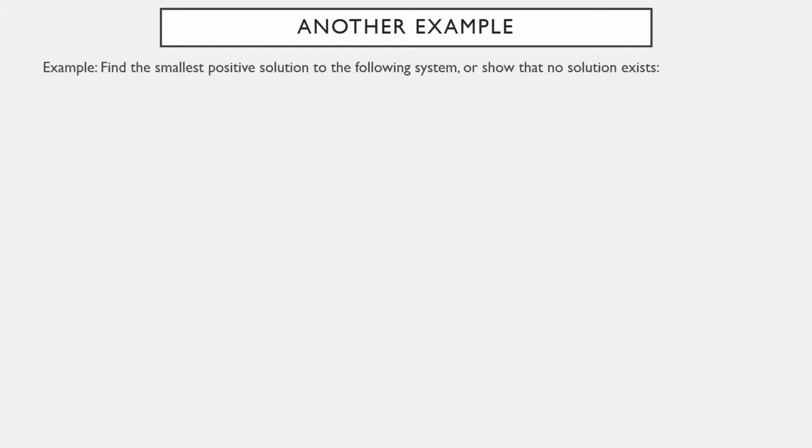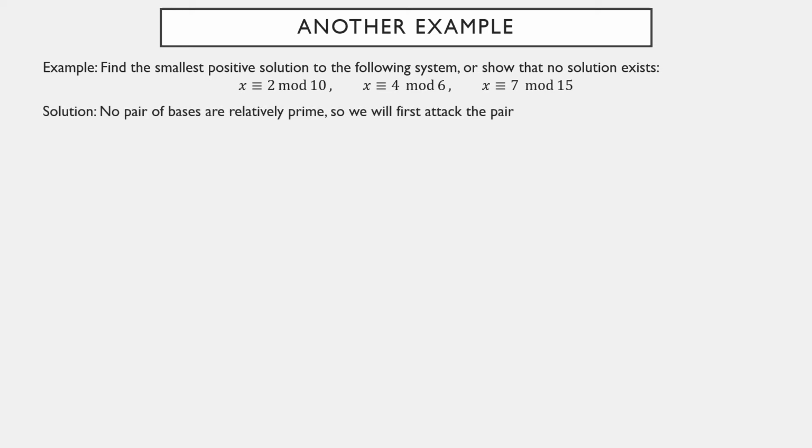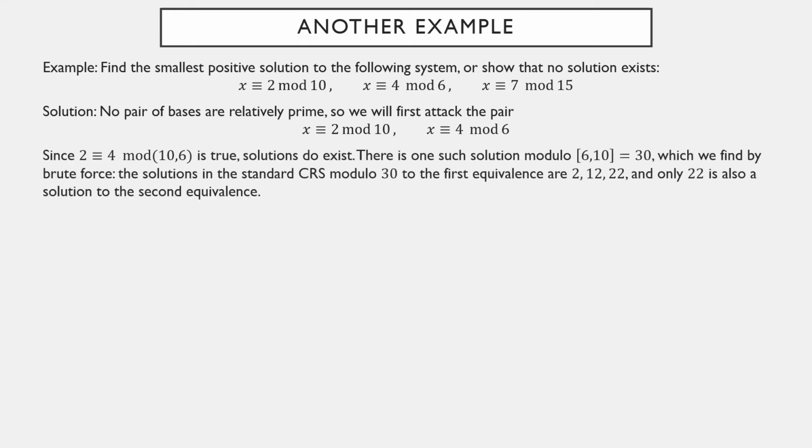Let's do another example. Again, find the smallest positive solution or show that there isn't one to find. We have three equivalences, 2 mod 10, 4 mod 6, 7 mod 15. No pair of bases are relatively prime to one another, so let's just do this by attacking one pair of equivalences and seeing what happens. 2 mod 10 and 4 mod 6. So what we have to do is check, are there even solutions to find?